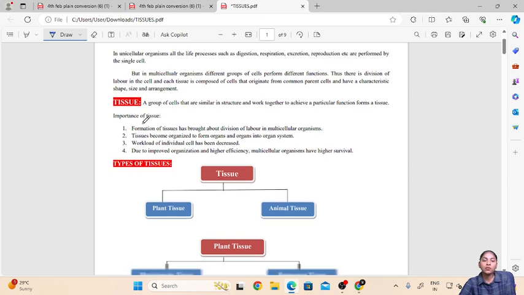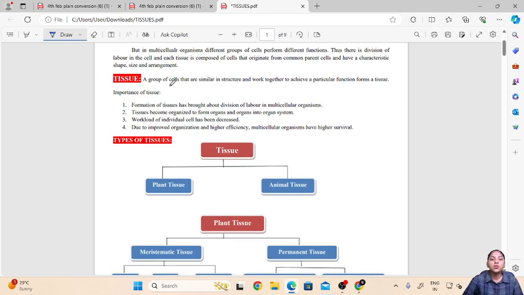Now let us see what is a tissue. A tissue is a group of cells that are similar in structure and work together to achieve a particular function. So it is a group of cells which have similar structure, that is they have similar shape and size, and work together to achieve a particular function.